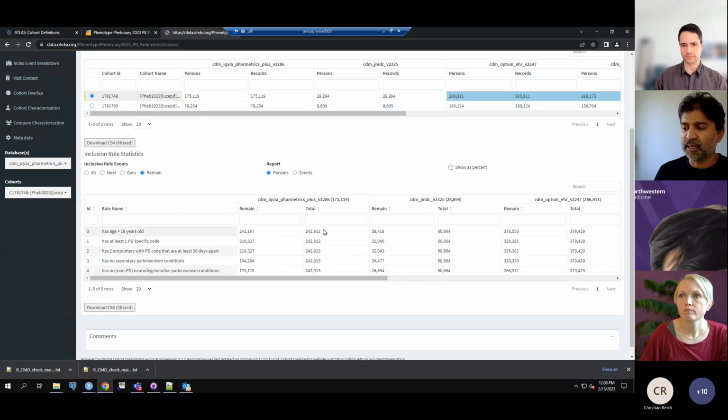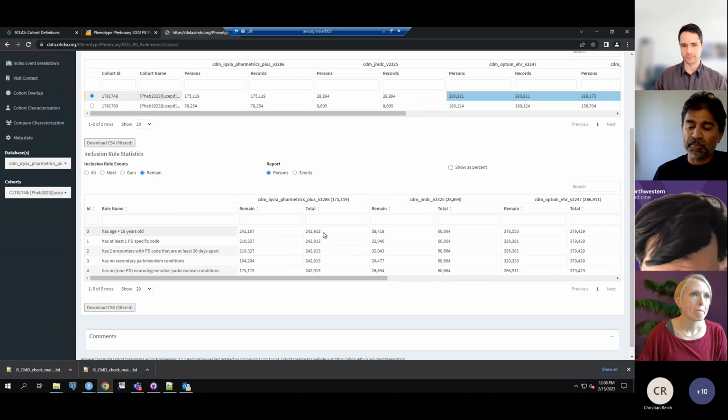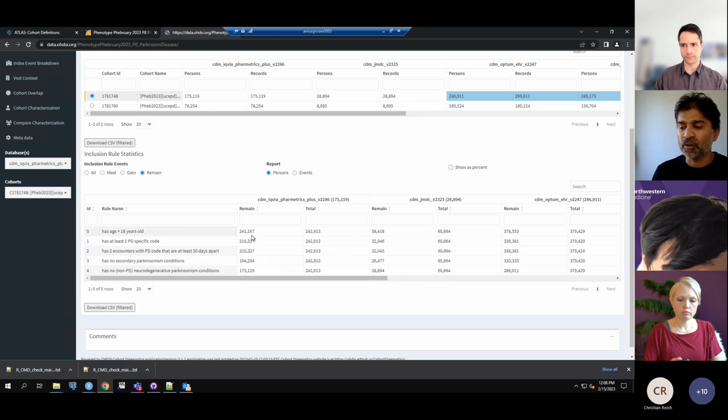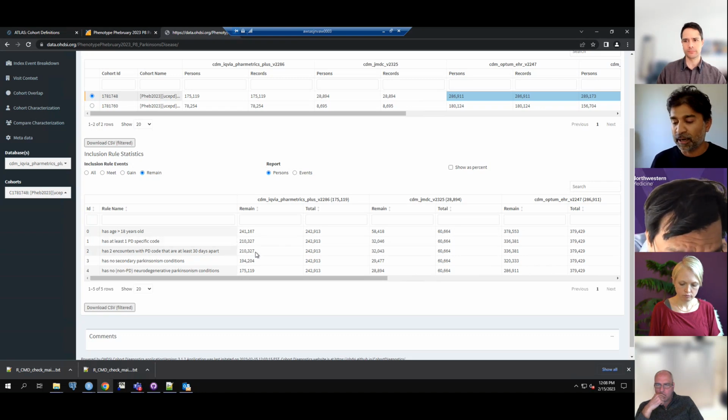But in terms of insight, you can see here that the number 242,913 is the number of persons. This is persons because we're restricting to one record per person, that met the top level criteria, and these are the individual rules that removed people. So we lost about 1,000 for greater than 18. We lost 30,000 for the specific Parkinson's disease code. And in this particular implementation, that code can happen on the day of or up to 365 days prior, I believe. 3 years prior, correct.